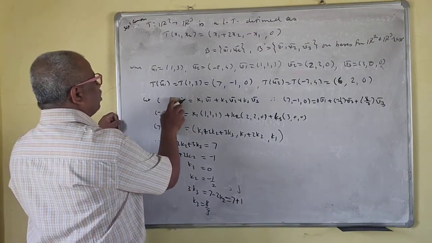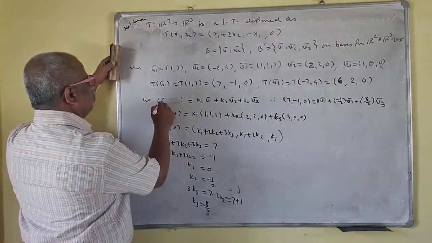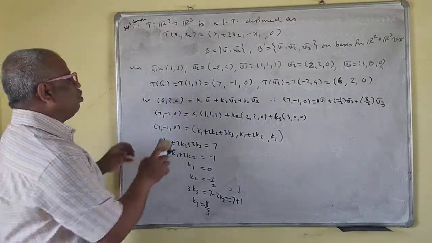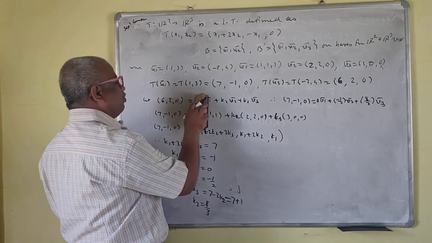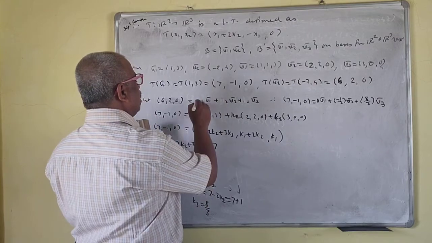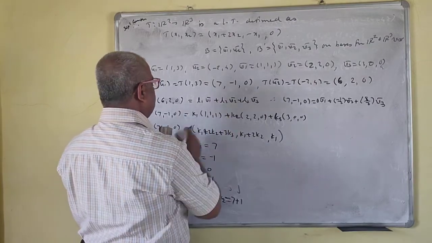Okay. Now next what will we do? We'll take the next vector. Next vector is what we want? 6 2 0. 6 2 0 is equal to. I will change this one. I will take this as L1, L2, L3. Okay. So L1, L2, L3.